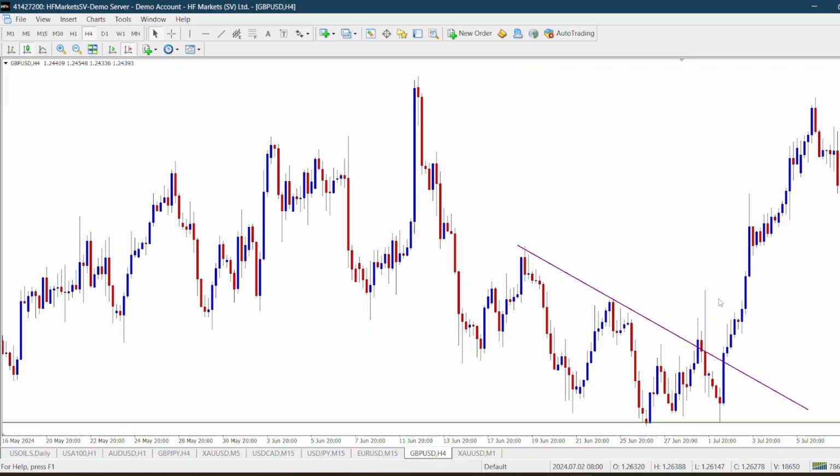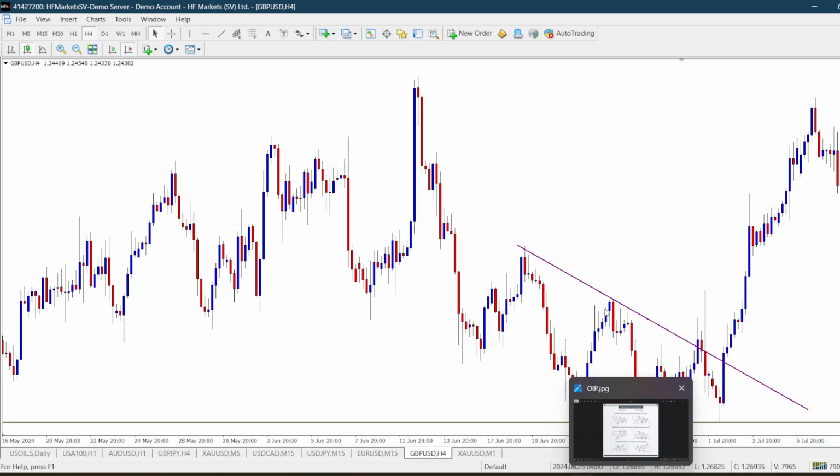Remember, patience is critical when trading triangles. You don't want to jump in too early, thinking that the breakout will happen immediately. Wait for the price to break out of the triangle and show confirmation in the form of volume and price movement.